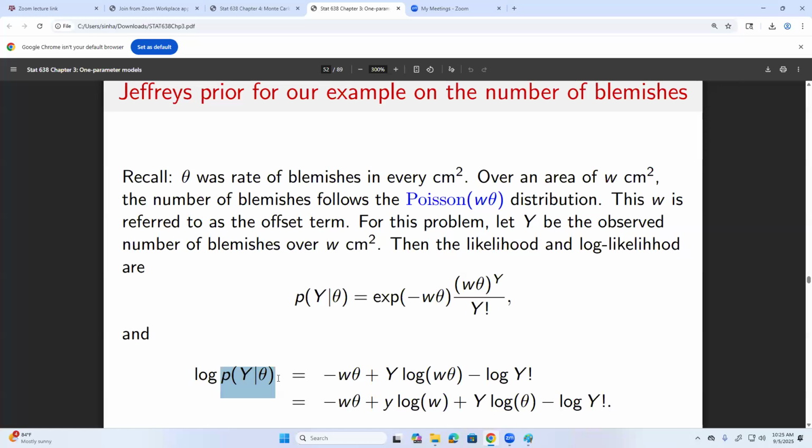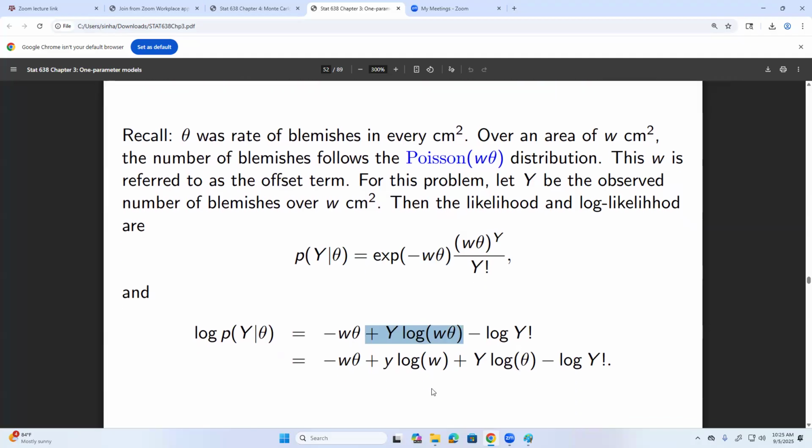So log p of Y given theta will be minus W theta plus Y times log of W theta minus log of Y factorial. So separate out theta. So this will be minus W theta plus capital Y times log of W and again capital Y log of theta minus log of Y factorial. There was a typo earlier; this should be capital Y, not the little y.